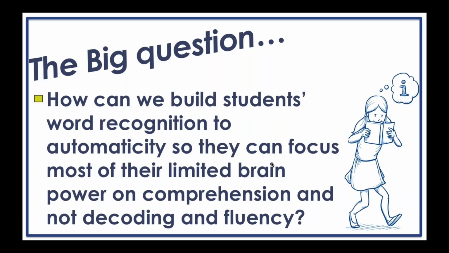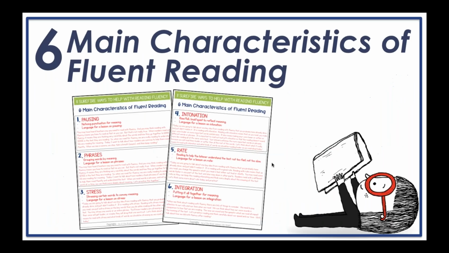So the big question here is how can we build students' word recognition to automaticity so that they can focus most of their limited brain power on comprehension and not decoding and fluency? This is a big question. There's 6 main characteristics of fluent reading that we're going to go over, and we're going to talk about these a little bit and give some examples.